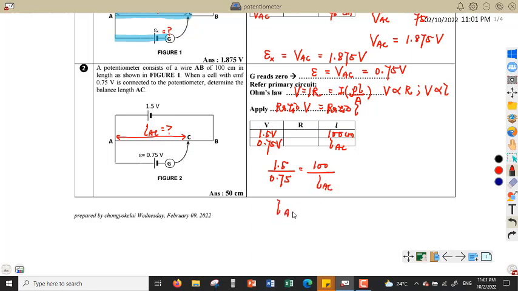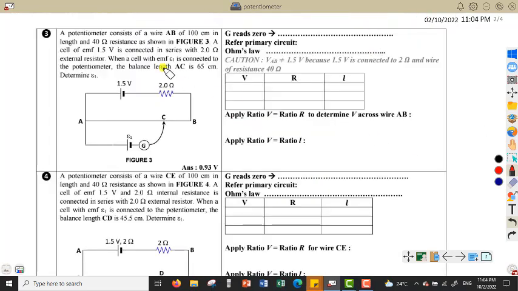When we do the calculation correctly, we should get the balance length AC corresponding to 0.75 volt to be 50 centimeter. Okay, so we get the length is 50 cm. Okay, class, we move on to question 3. We still have a potentiometer consisting of a wire AB of length 100 cm and 40 ohm.